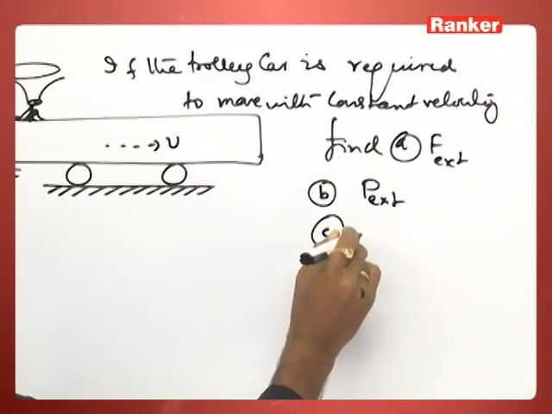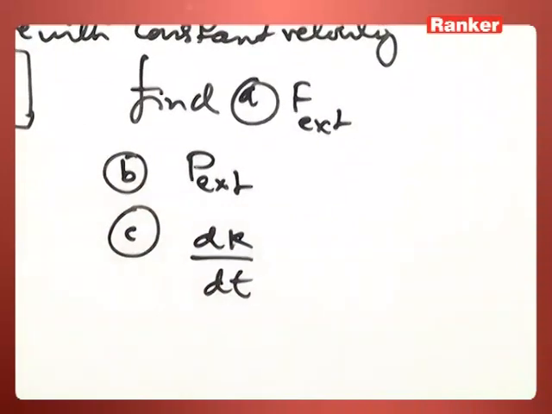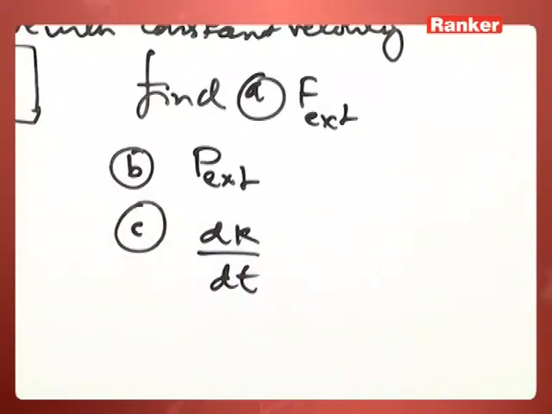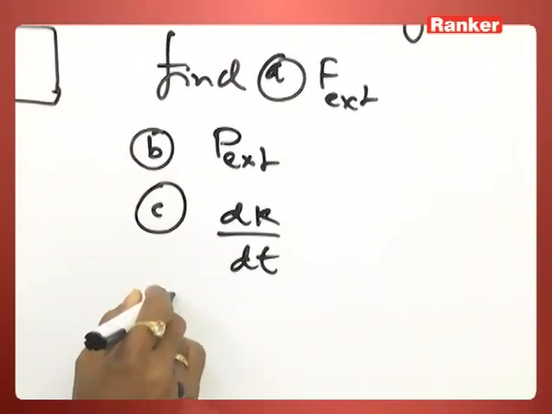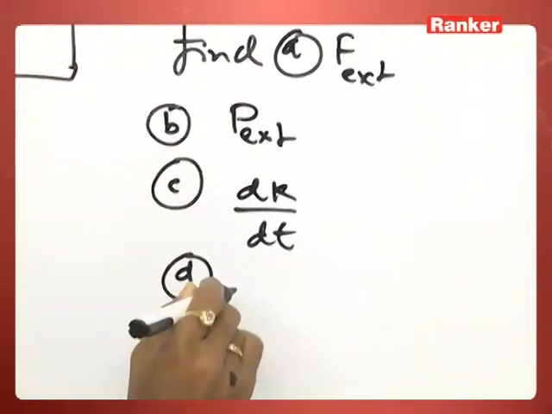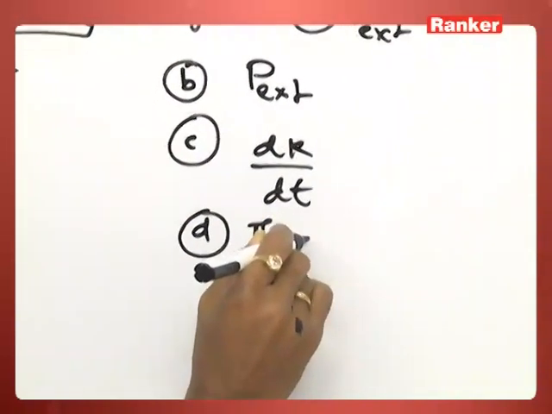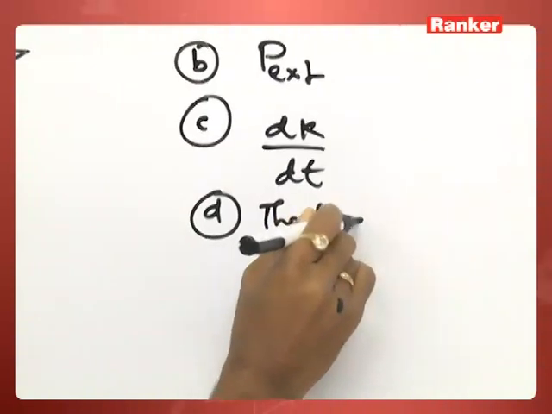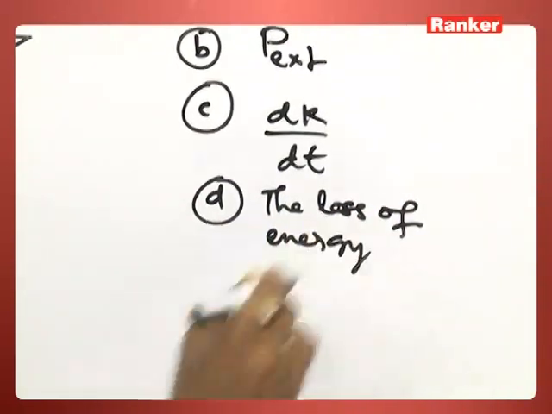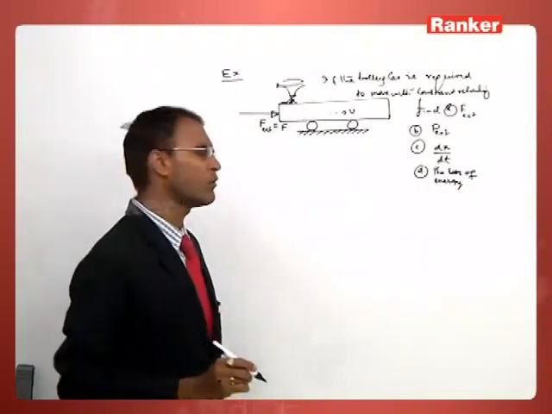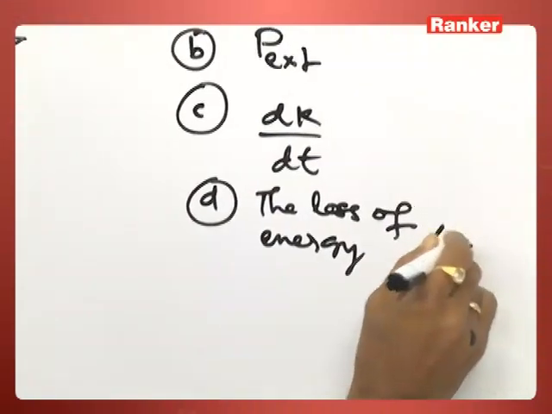Find this change in kinetic energy of the trolley car, and also find the loss of energy in terms of heat, sound, etc. per second, or we can call it power loss.